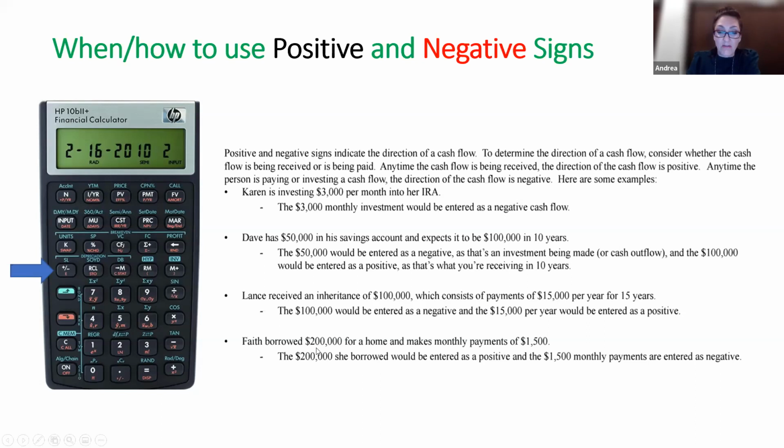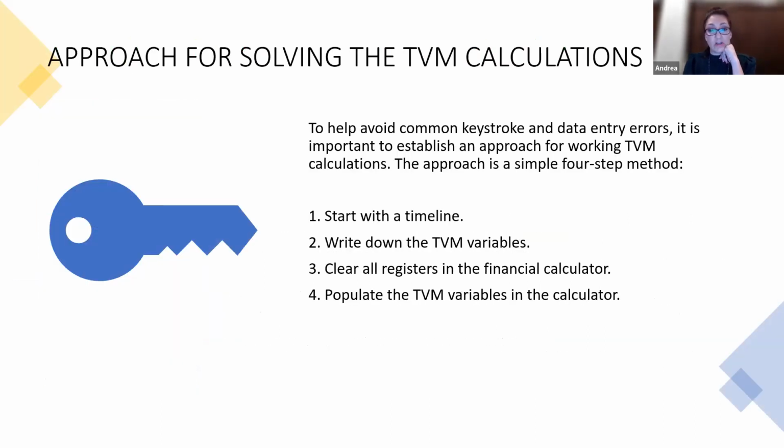And then here, Faith borrows $200,000 for a home, and she's making $1,500 payments. The $200,000 is going to be entered as a positive, and the $1,500 is a negative. Let me show you how you're going to enter those. We're going to do that in just a minute. So let's talk about the approaches.